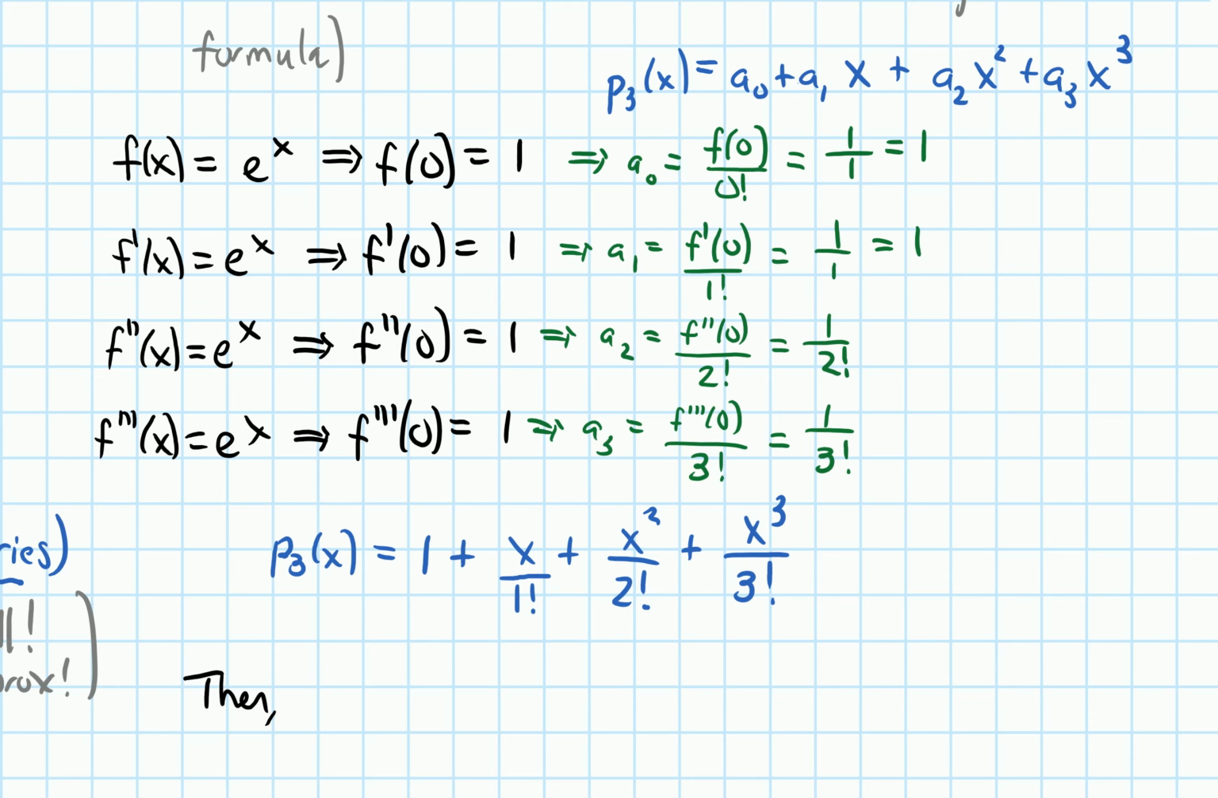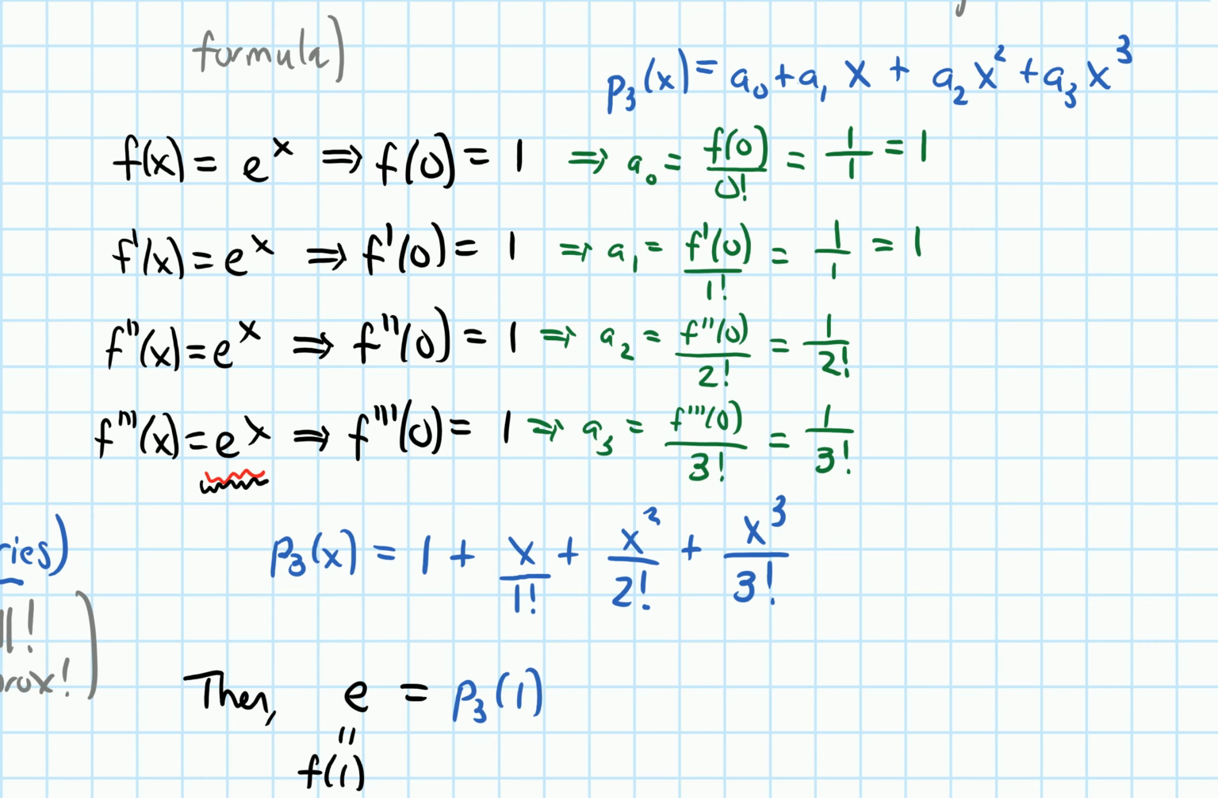So if I want to know what e is, remember this all originated from the function e to the x. With this 1 plus x plus x squared over 2 factorial plus x cubed over 3 factorial, that was a way to approximate e to the x. So I would need to plug in 1 for the x to get e to the 1. In other words, e is f of 1. So let's plug 1 into our Taylor polynomial.